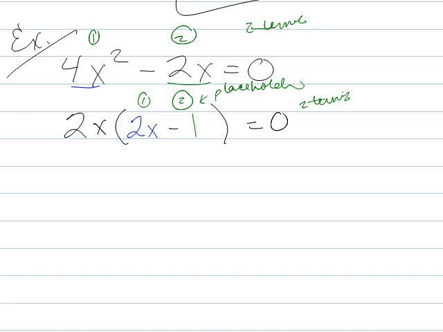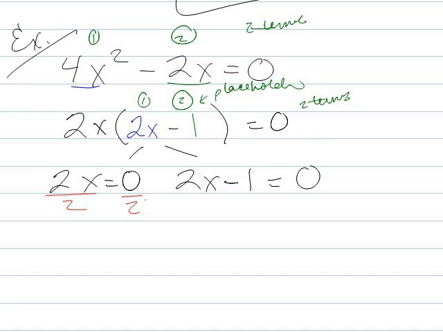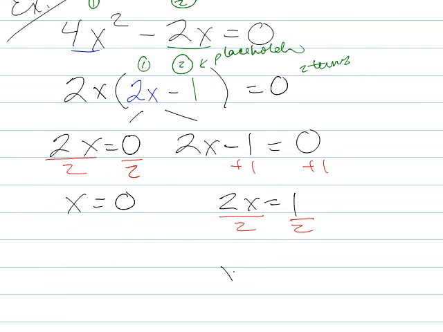Okay. So now what we want to do is, again, we have blah times blah is 0. So that means either this one is 0 or that one is 0. Those are our 2 choices. So here, to solve for x, divide both sides by 2. On this other one, to solve for x, add 1 to both sides. Divide both sides by 2. And we're good to go. So x is equal to either 0 or 1/2.